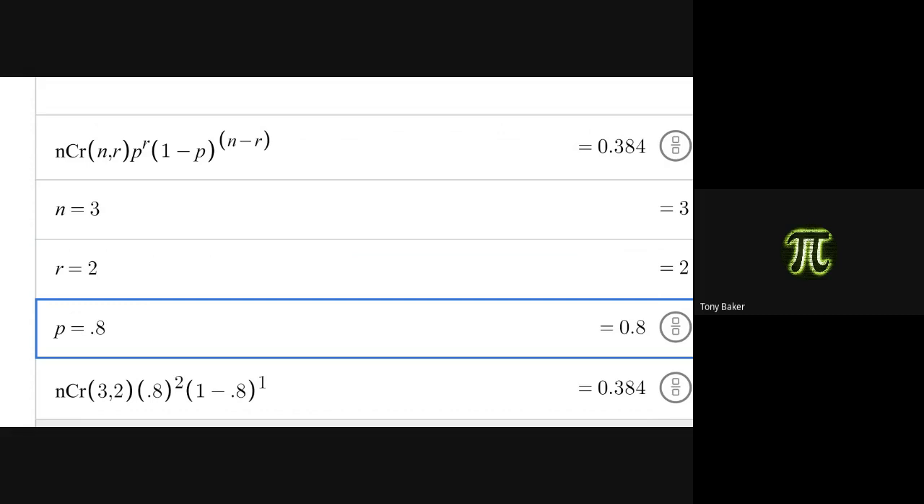Okay? With the N and the R's. Or you can put N and X, because I think they use N and X in the book. And I just put the numbers here. So in this case, I was having 3 choices. I chose 2 of them, and my probability of success was 0.8. It then plugs all the numbers in. It gives me the answer. This works really, really well if you have to do a bunch of them.